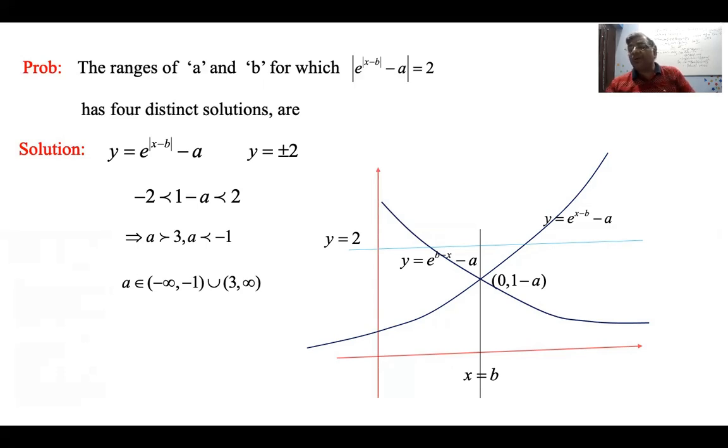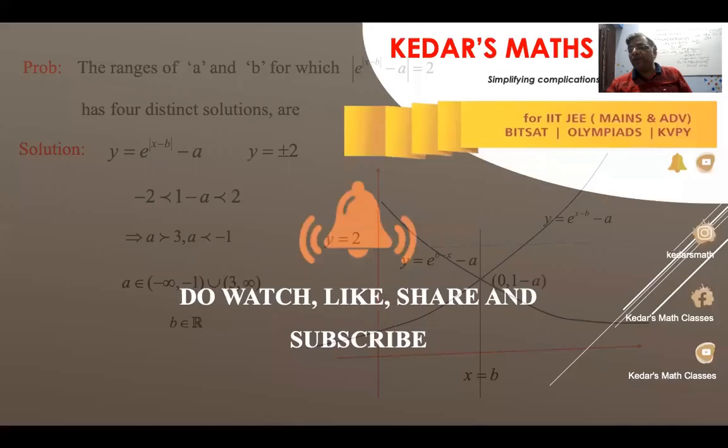And with b, what happens? Just as you keep on changing b, that vertical line will move here and there, and the y is equal to 2 line is infinite on this side and that side. Therefore b can be anywhere on the real line. So b can be any real number, and a is in the interval minus infinity to minus 1 union 3 to infinity. So this problem can be solved like this in a simple way, right?